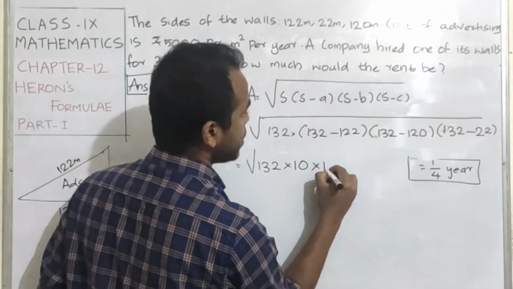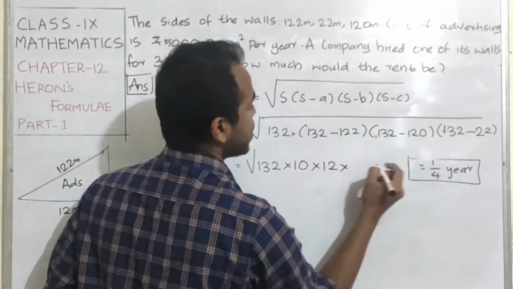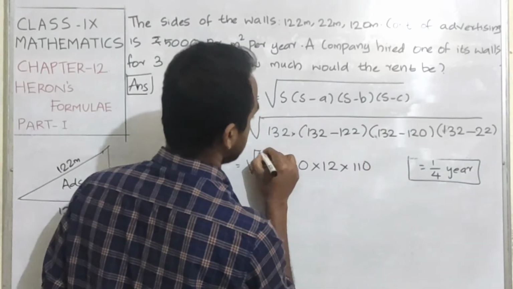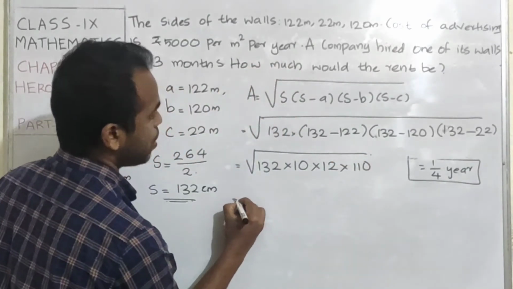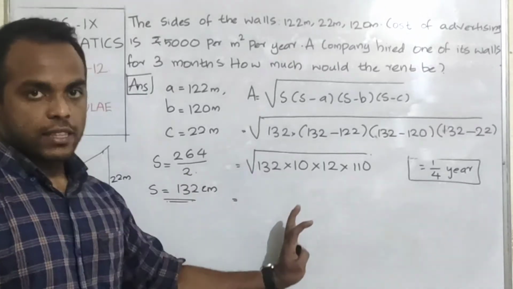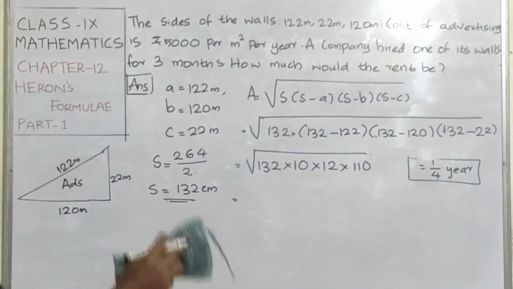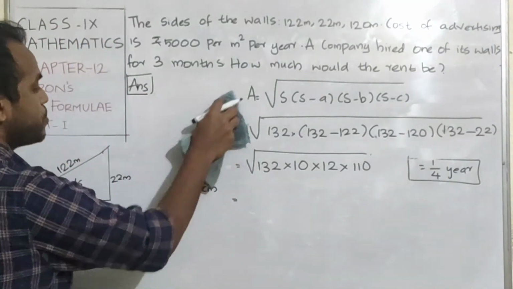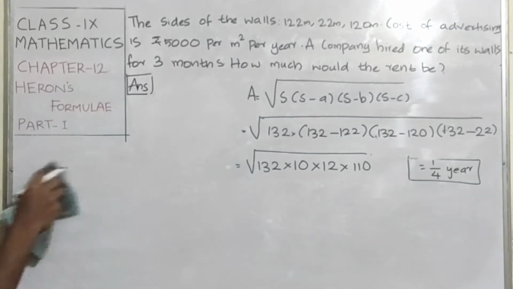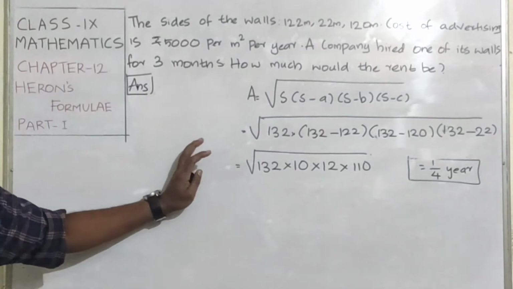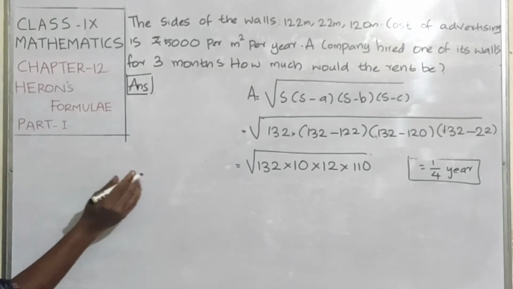132 minus 120 is 12. 132 minus 22 is 110. That's all. Now we can use many methods, but we will use the method of prime factorization to solve. Listen very carefully to how to prime factorize this one.